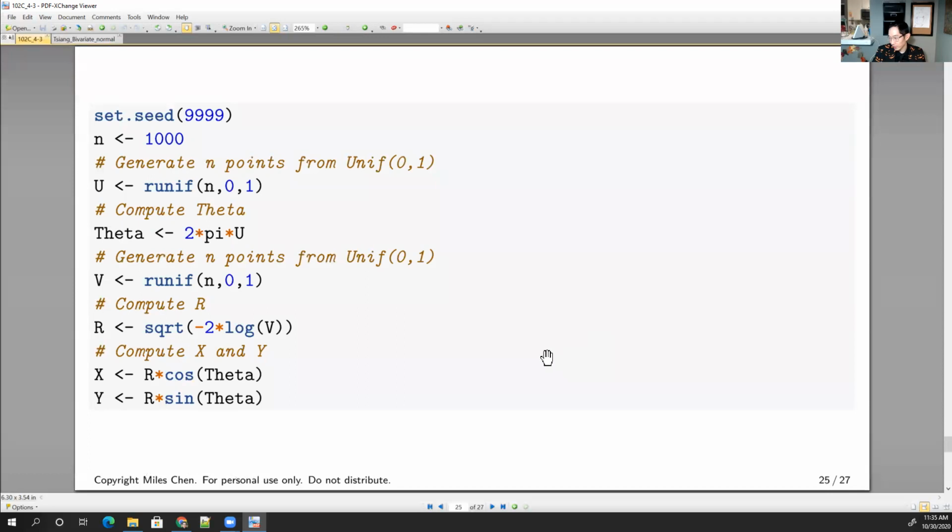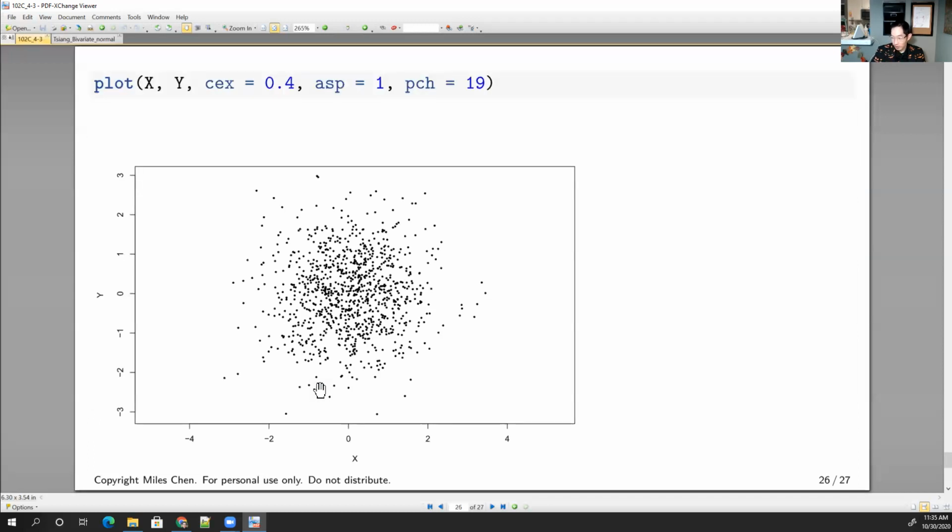And so if I run some code to do that, I've got n is 1,000. I generate 1,000 u's from uniform 0, 1, and we're going to make our thetas by doing 2 times pi times u. And then here I've got v is going to be 1,000 uniform values from uniform 0, 1. And then we turn those into exponentials and take the square root to get our r. So I got square root of negative 2 log v. And then x and y are going to be r cosine theta, r sine theta. And if I create a plot, there we go. Random normal variables, a kind of bivariate, two independent random normal variables.